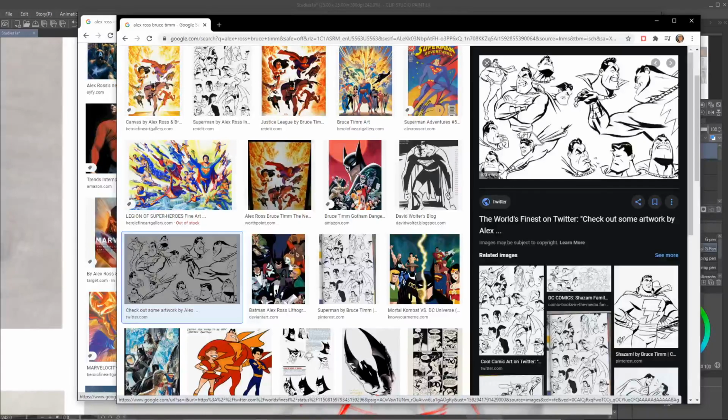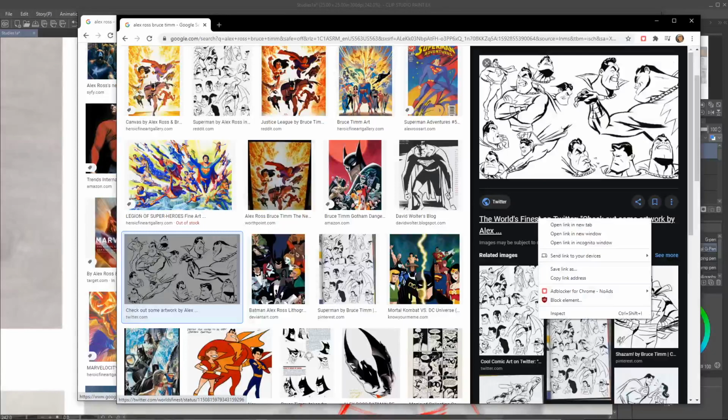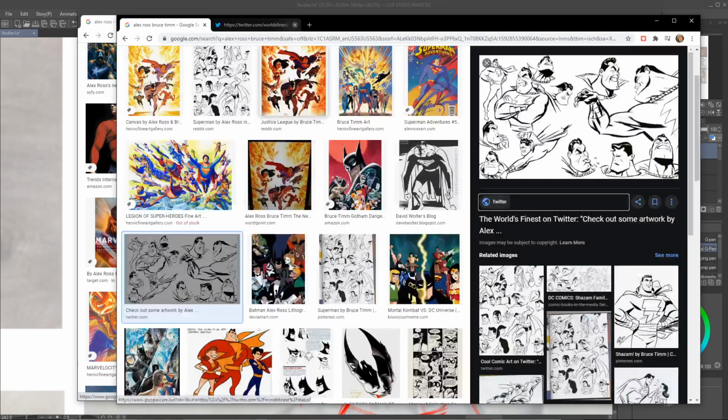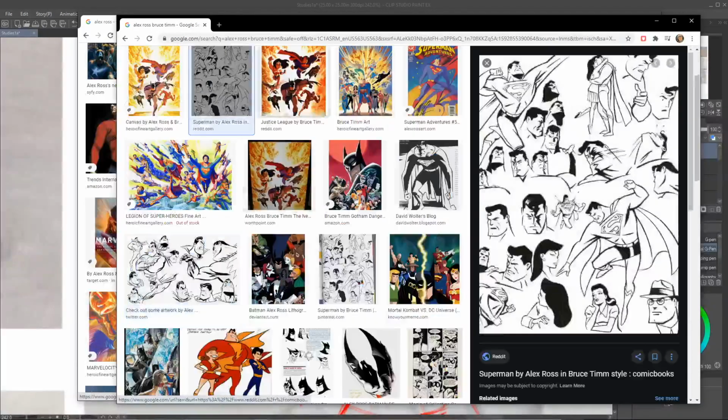I think that is anyway. Yeah, it says check out some work by Alex Ross. That's cool. But yeah, Alex Ross did a bunch in the DC mythology Alex Ross art book.